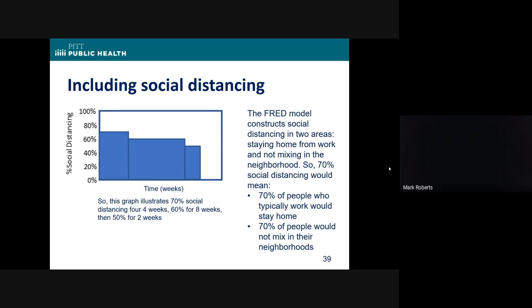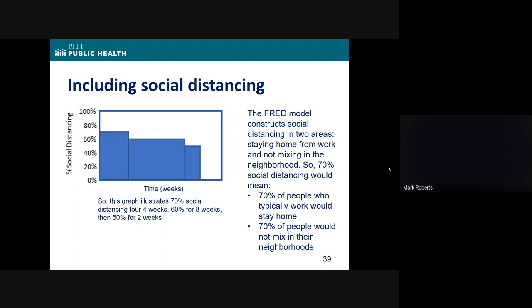And so the way our social distancing works is we have an intensity and a duration. The intensity is, like here it says 70% for 4 weeks. What that means is that 70% of the people who would normally go to work don't go to work, and those same 70% of people don't mingle in their neighborhood.